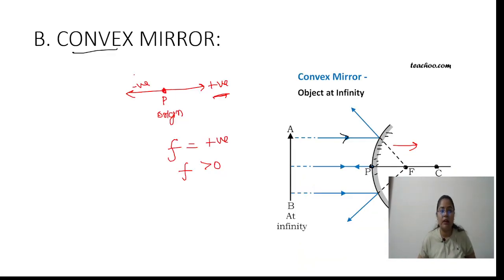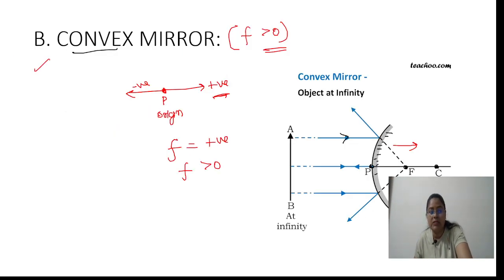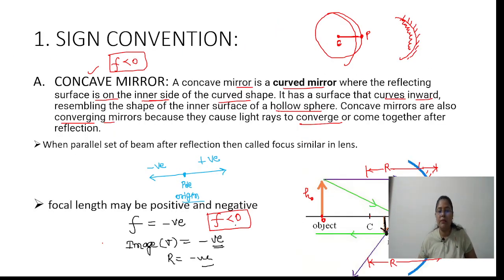After that, in the convex mirror, the focal length is positive, that is f is greater than 0. The image is also positive, and the radius of curvature is also positive in the convex mirror. Clear? After that we will discuss and conclude everything. Now the lens. As for the mirror, when a parallel beam is reflected it meets at the focus, and similarly this sign convention for the mirror is also used for the lens.